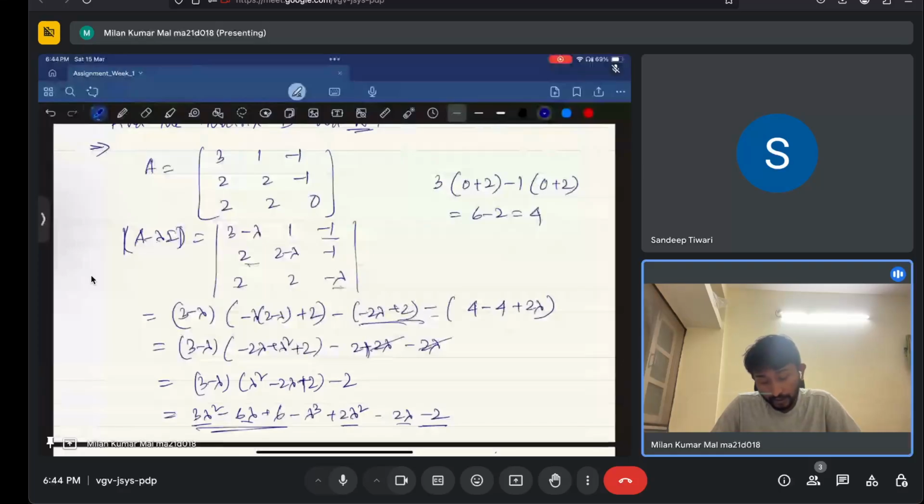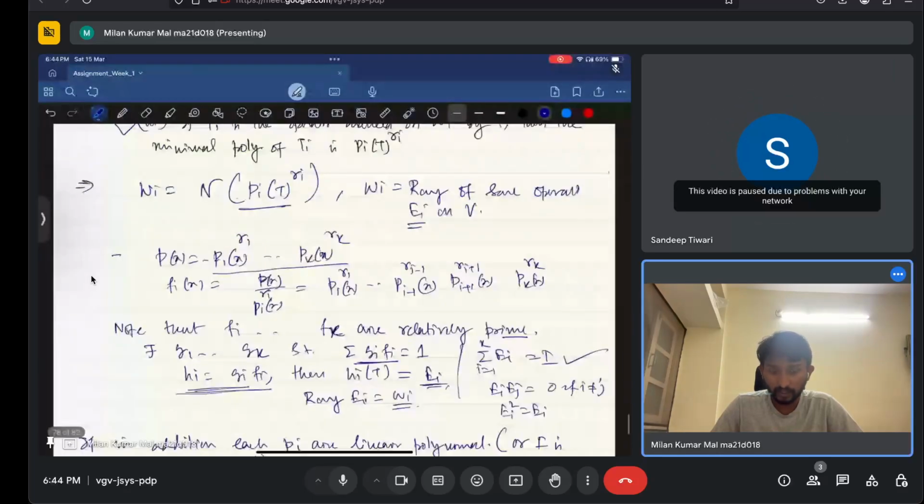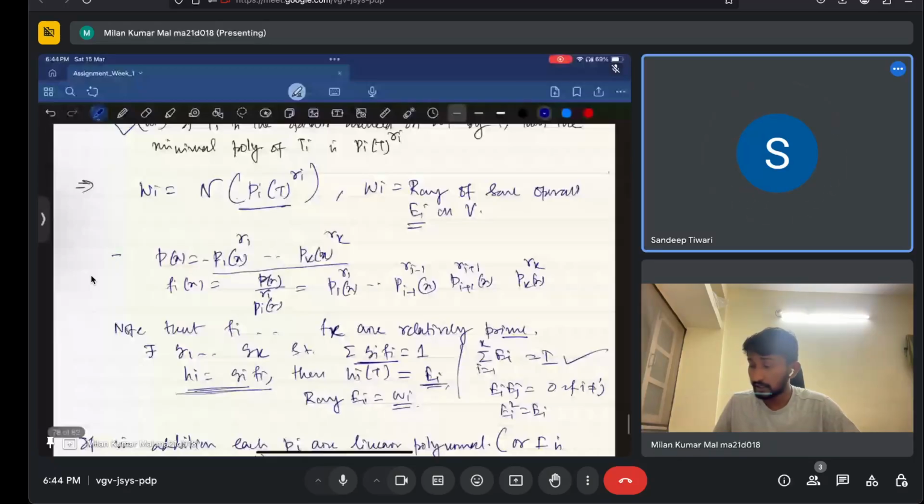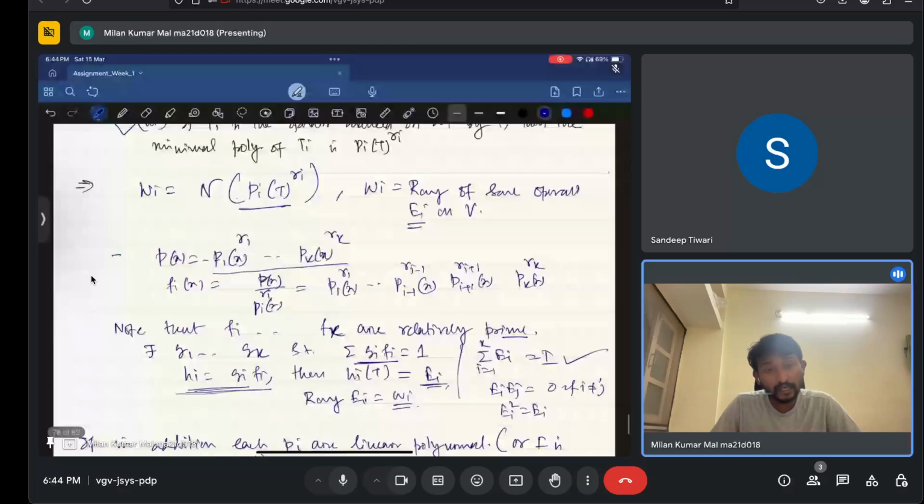Note that Wi is the null space of Pi to the power ri. They are not Ei. Pi to the power ri is not Ei. Ei should be something for which Wi is actually the range space. Okay, so from where will I get this Ei?